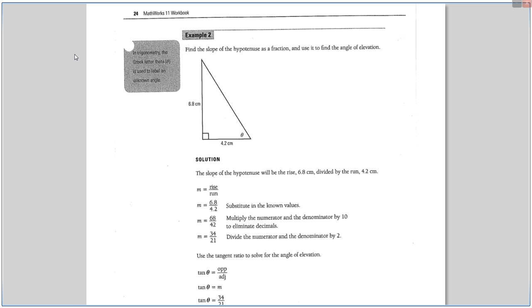Okay, the next example says find the slope of the hypotenuse as a fraction and use it to find the angle of elevation. See what they're doing here, it's some unnecessary stuff.